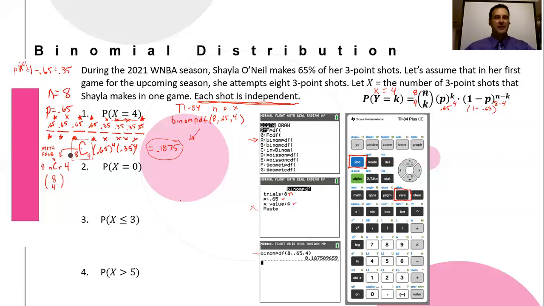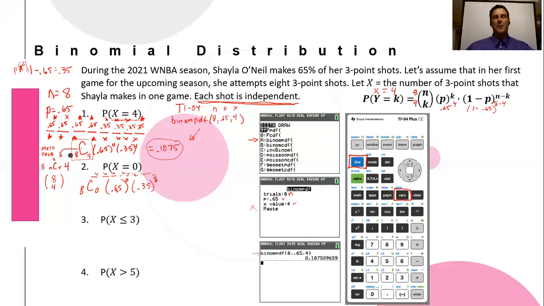Now I can do the same thing with 0. Sometimes it's just easier to use the formula or just write it out like this. When I say write it out like this, I'm mentally saying, here's my 8, and she's actually missing all of them. She's missing all 8. So of the 65% that she's supposed to get, there's none of those. And the 0.35, which is the probability of a miss, you got all 8 of those.